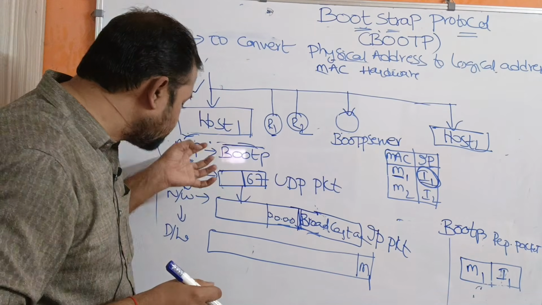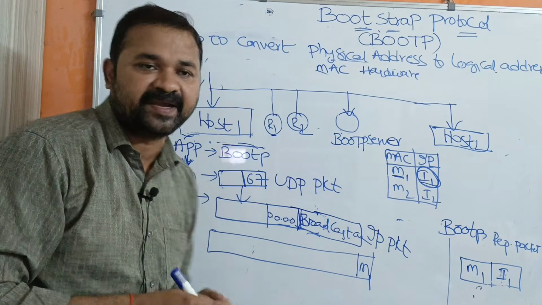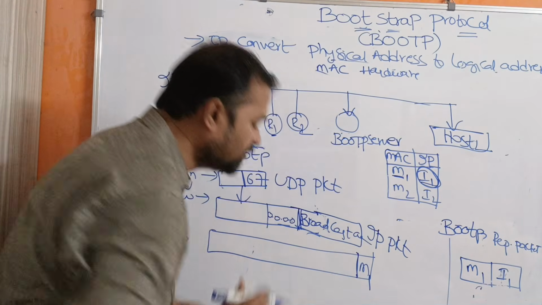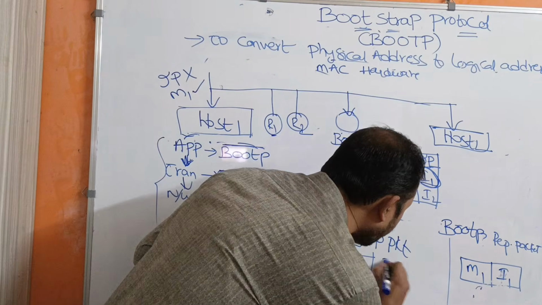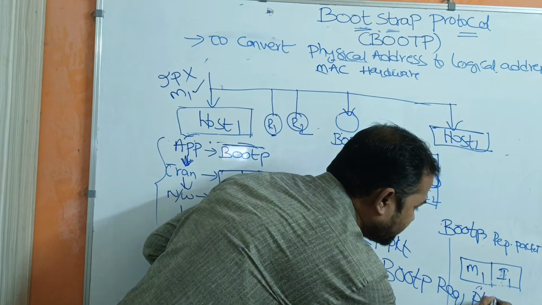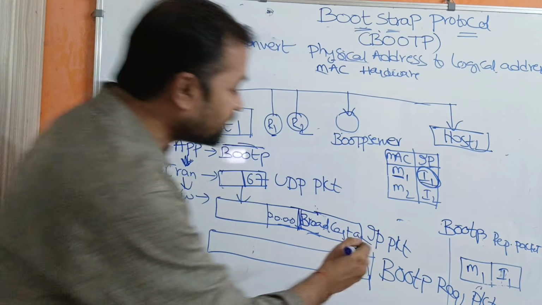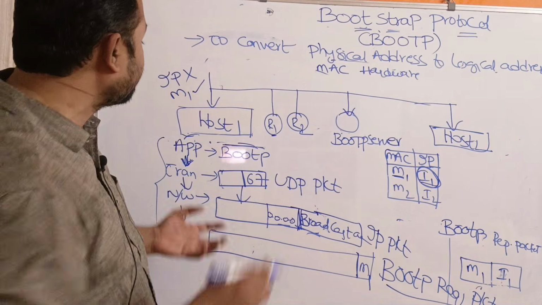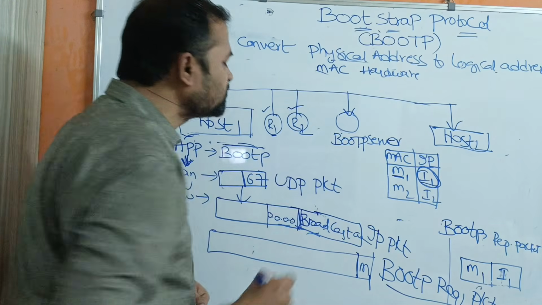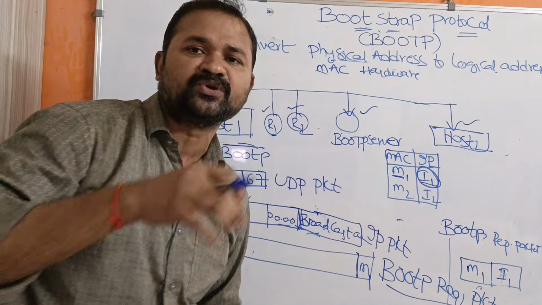Next, this packet will be transmitted to the data link layer. At the data link layer, the MAC address will be appended. Let the MAC address of the system be M1, so we append that M1. This information is called the BOOTP request message or BOOTP request packet. Now host 1 will transmit this BOOTP request packet over the network. R1 will receive the packet, R2 will receive the packet, the BOOTP server will receive the packet, as well as host 2.